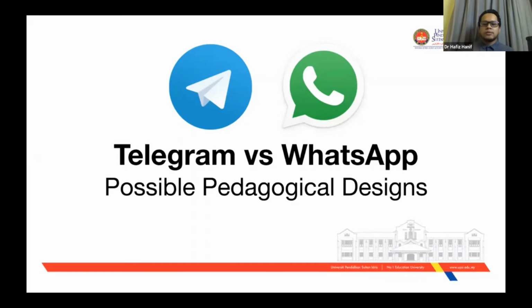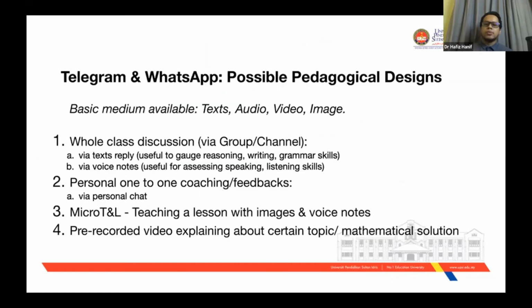So for the first round, we will talk about the generic functionalities that can be done using both applications, Telegram and WhatsApp. So the possible pedagogical designs, the basic medium available, which are text, audio, video, and images. This type of medium is available for both Telegram and WhatsApp. So with these four kinds of medium available, what can we do with it?